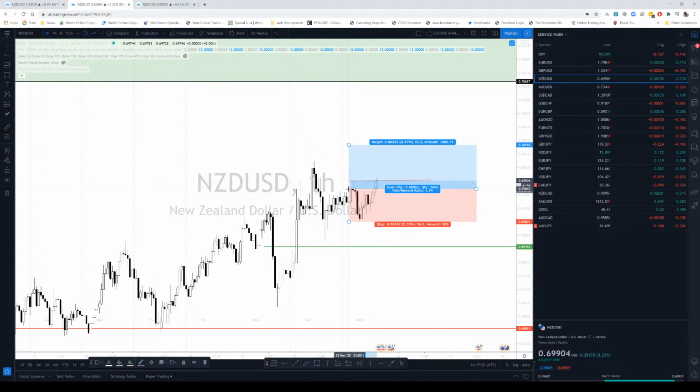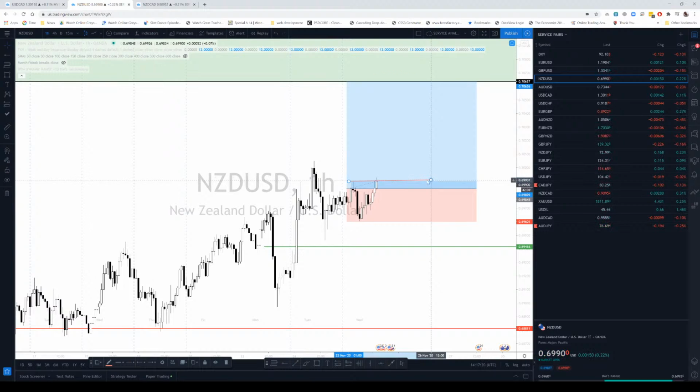You could wait and see if price will come back to this last up candle once it closes above. If it doesn't, then obviously it's going to scream up. I'll leave that choice to you, whether you want to wait for the pullback or you just want to jump in. You be the boss.